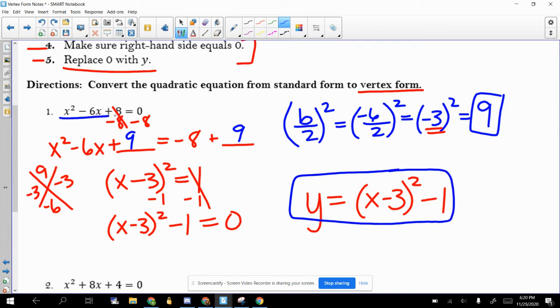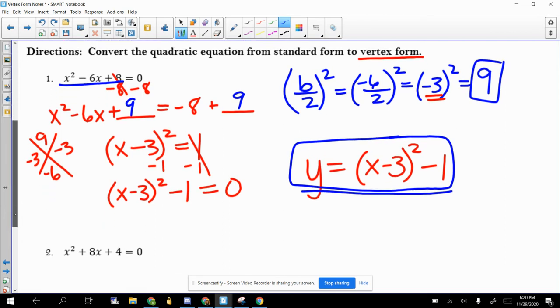Okay, so this was standard form. This is vertex form. If you put those each into your graphing calculator and the y equals and you graphed them, you're going to get the exact same quadratic, or the exact same parabola. It's just written in two different forms. Okay, cool. Let's try another one.